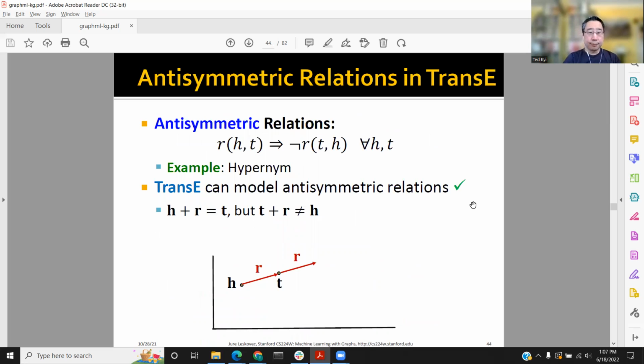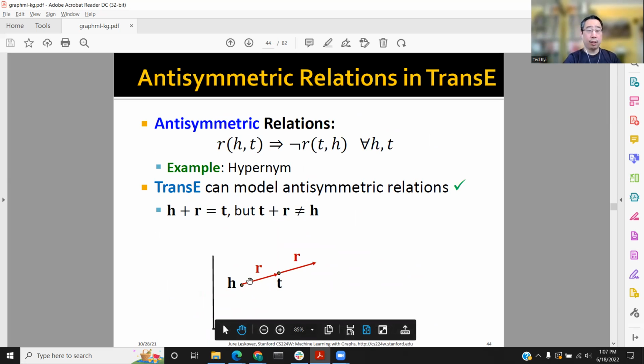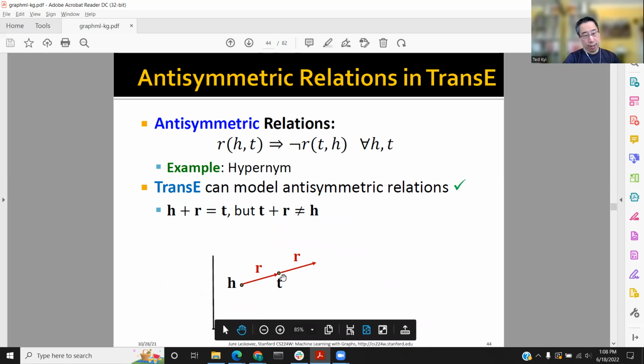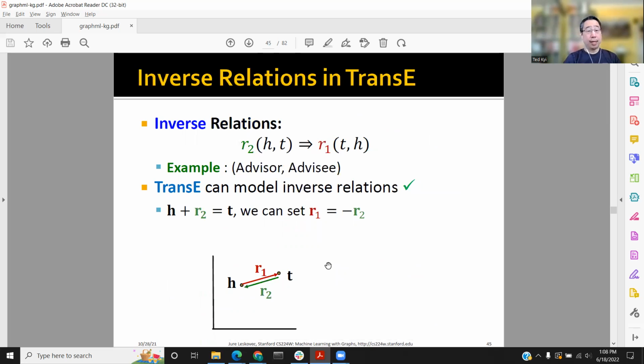Anti-symmetric relationships, not a problem. If you say red is a color, and then you ask, is color a red? Well, if this hypernym relationship is this R here, then red goes to color, and then when you go from color onward, it's all the way over here, not back where you started. So check mark, this one does pretty well. Inverse relationships, absolutely. If you do -1 times a relationship, and you learn that that's what the vector for relationship 2 should be, then they will perfectly mirror each other in this TransE embedding model.